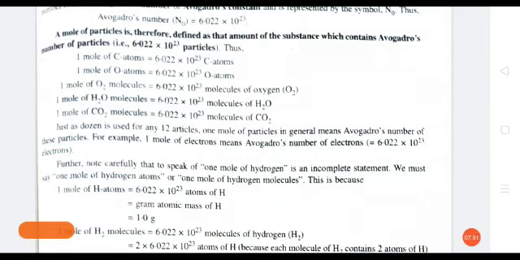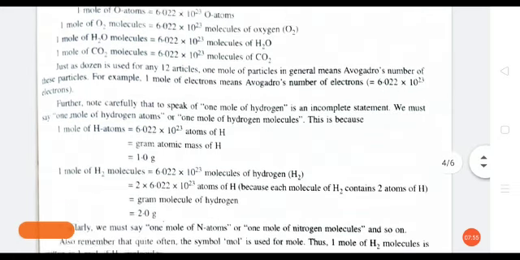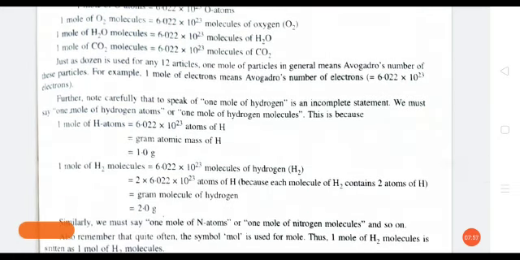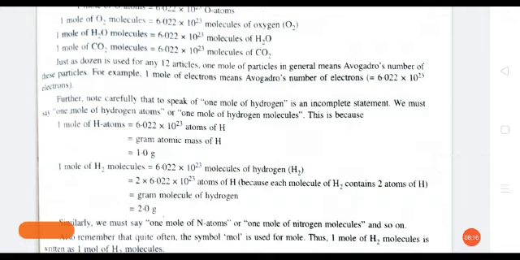is equal to 1.0 gram. Okay, 1 mole of H2 molecules means a molecule is there, that's why 2 atoms of hydrogen. That's why I am multiplying Avogadro's number with 2. Okay, the answer will be 2.0 gram. The symbol of mole is denoted by mol. Okay.